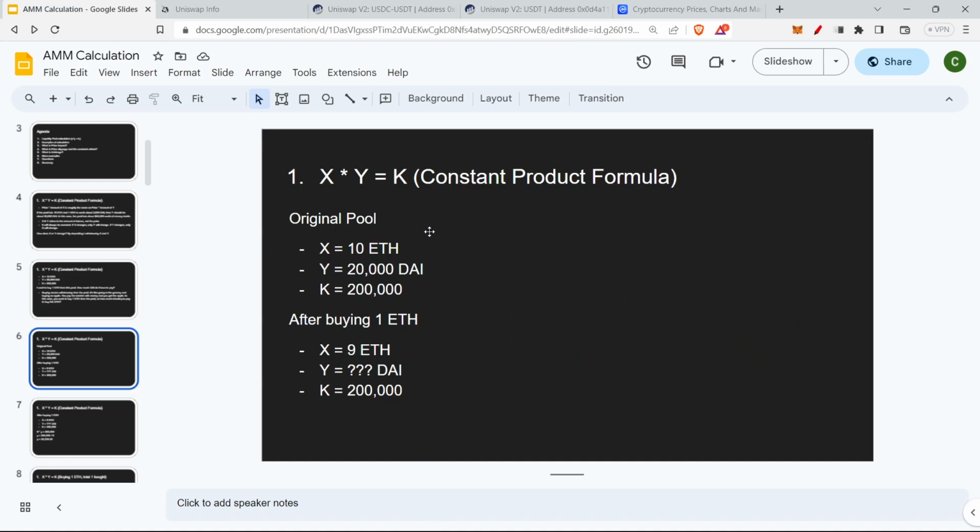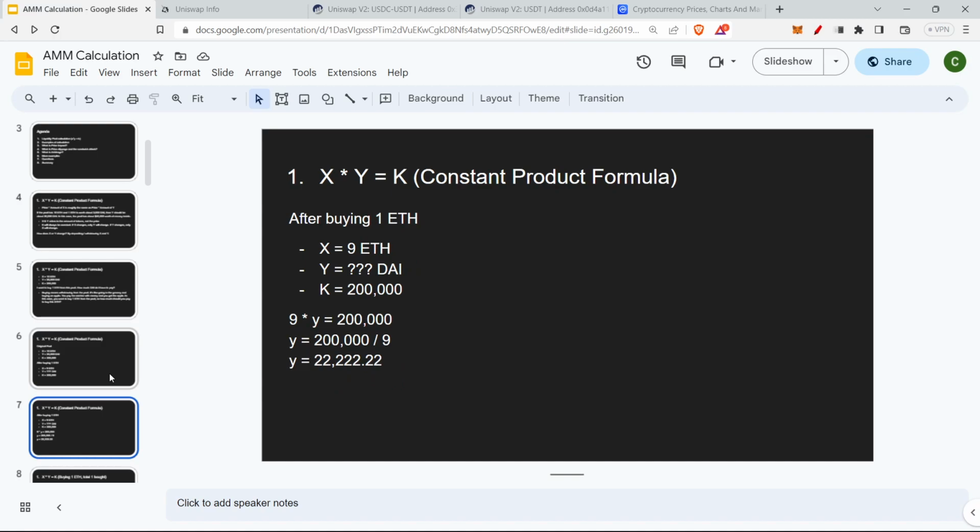This is the original pool, and after you buy 1 ETH, meaning you take it out, X becomes 9. And now Y is unknown. K is the constant, so it will always remain consistent. How to do the calculations over here? It's simple algebra. 9 times Y equals 200,000. So we move the 9 over here. Y equals 200,000 divided by 9. So Y equals 22,222.